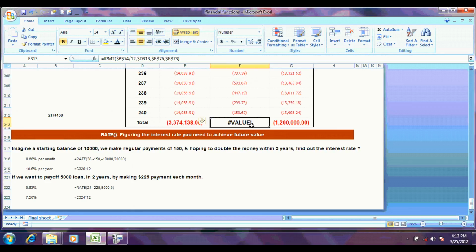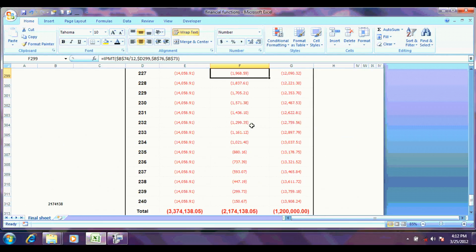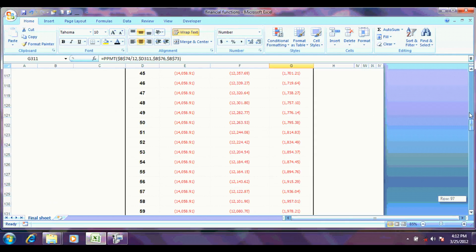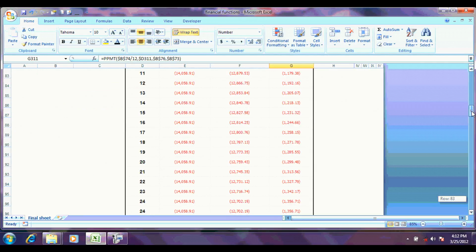sorry, let me make it Alt equal to Enter. So the total principal amount which I paid at the end of 240 installments is 12 lakhs, which is the loan which I had taken, and 21 lakhs I paid as the interest. As we go down or in the later stage of the loan tenure, interest part becomes less and principal part becomes more. Okay, this was just some basic funda about housing loan and all that, because many of you people will go for home loans and these kind of things.